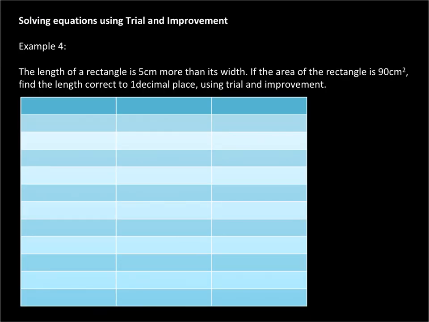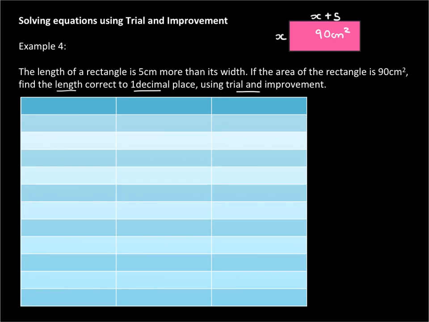Right, let's have a look at our last example. So the length of a rectangle is 5 centimetres more than its width. Let's sketch our rectangle. Here it is, pink. So the length of the rectangle is 5 centimetres more than the width. I'm going to call the width x, which makes the length x plus 5. Now the area of the rectangle is 90 centimetres squared. Find the length correct to 1 decimal place using trial and improvement.